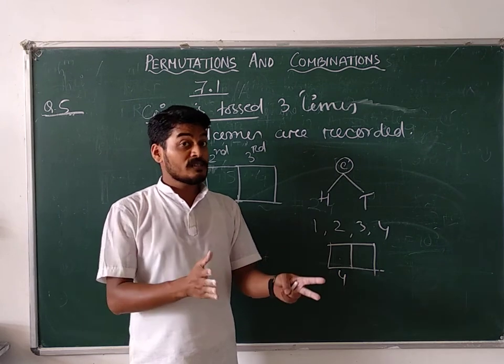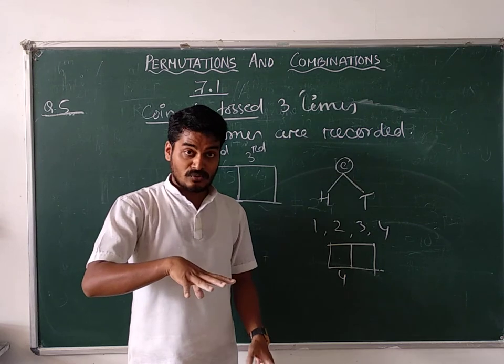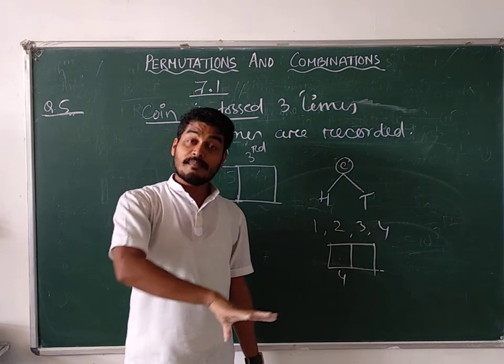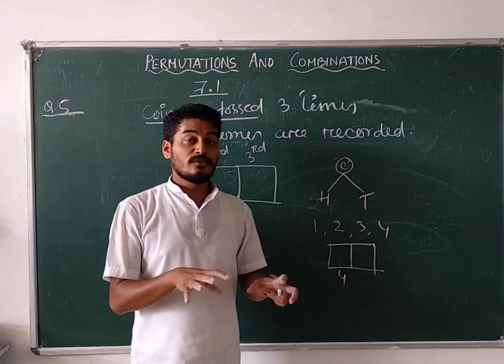Because you are throwing the die once again, so that's why you may get the same outcome there. The possible results, 1, 2, 3, 4, 5, 6, all those are known as outcomes.